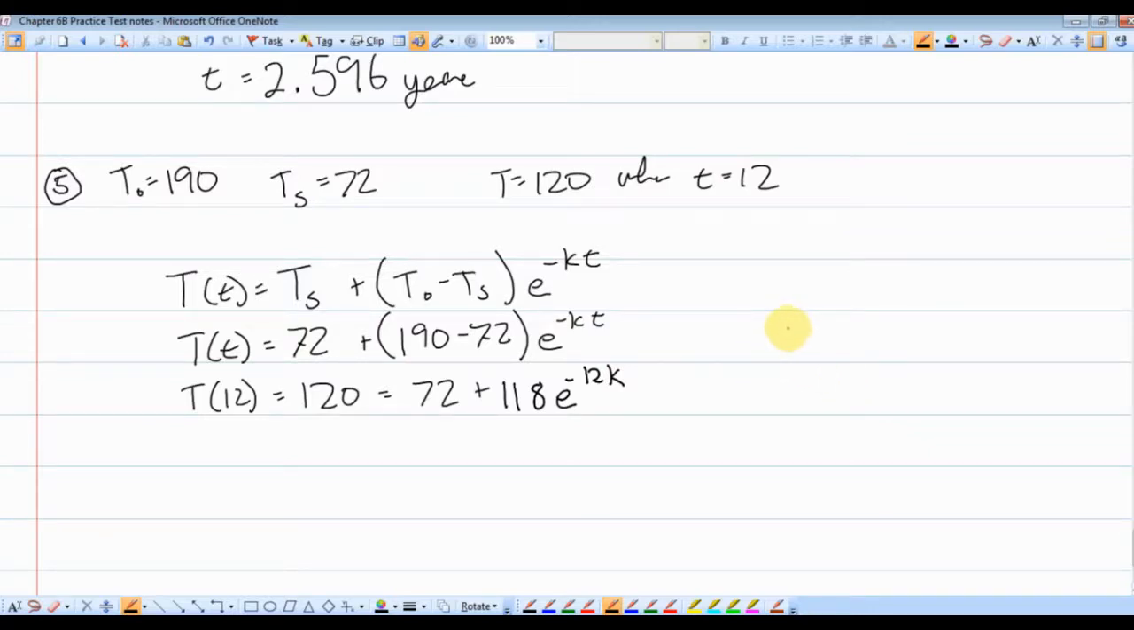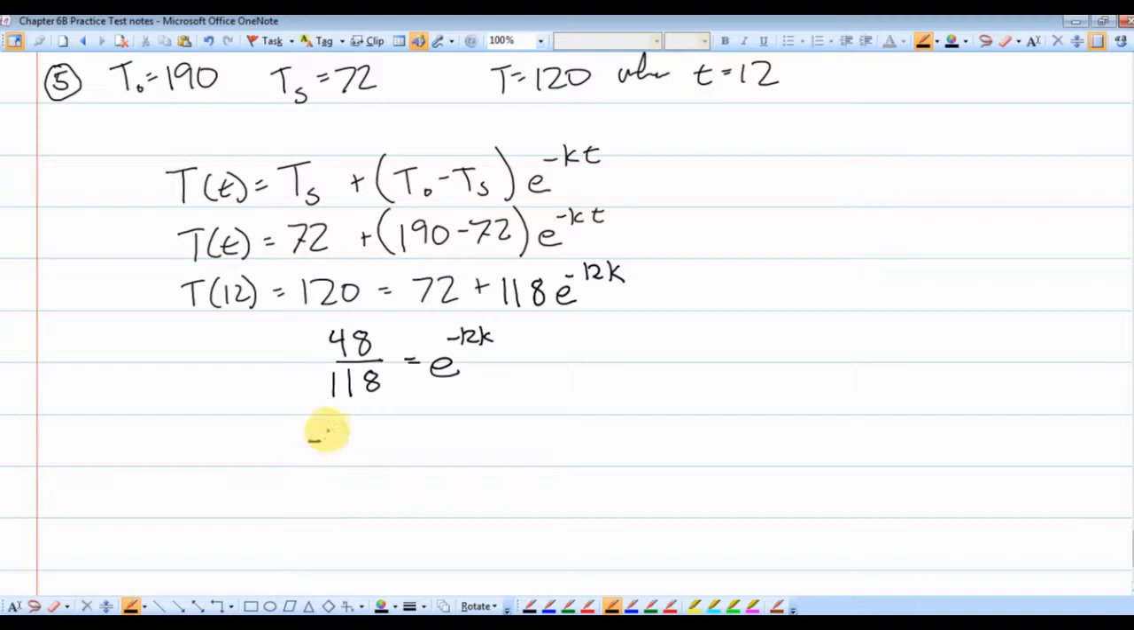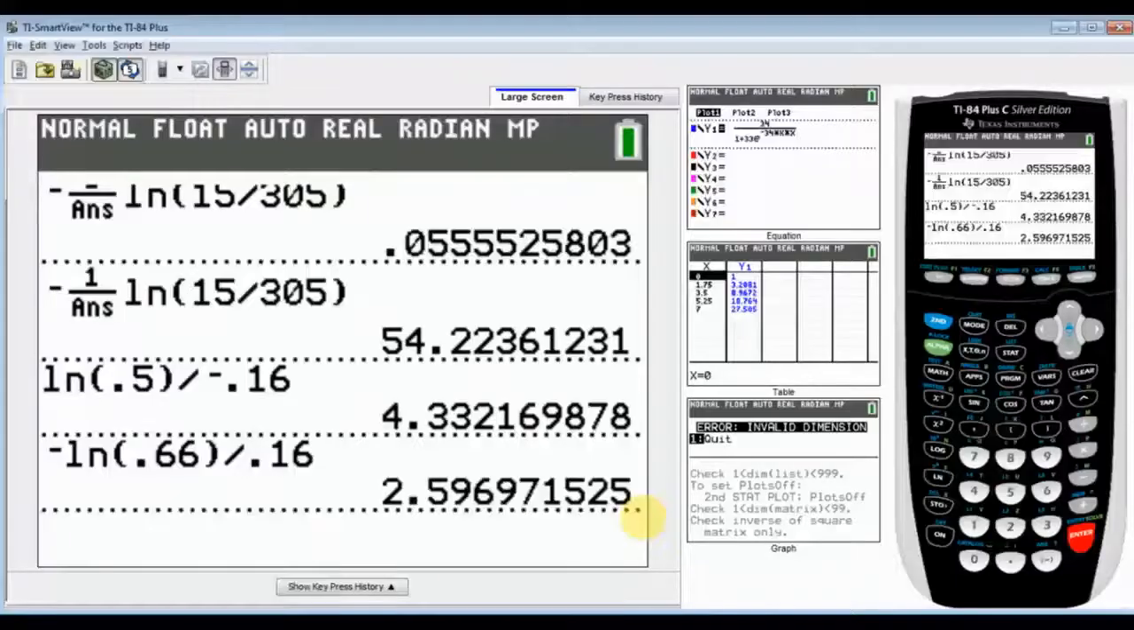120 minus 72 is 48. 48 over 118 equals e to the negative 12k. Negative 12k equals the natural log of 48 over 118. K equals, let's go ahead and do this, negative 1/12.